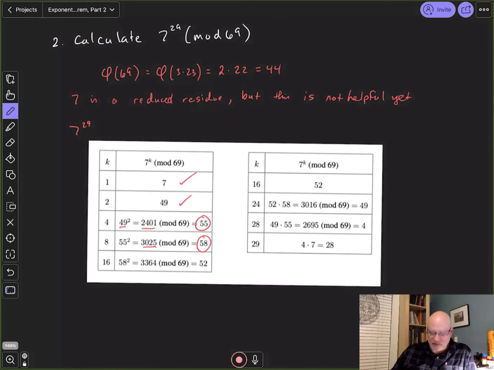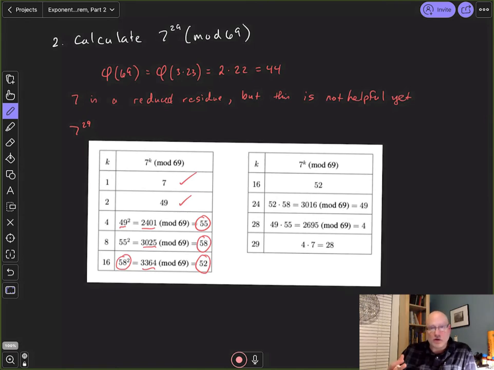And then, last but not least, 7 to the 8th squared will be 7 to the 16th. So we'll take our 58 and square that, and we get 3,364. And again, mod 69, that'll be 52. Okay, so we know how these various things combine together.